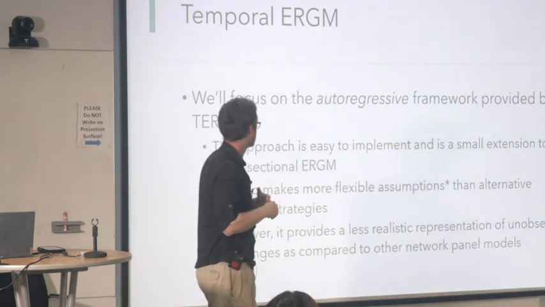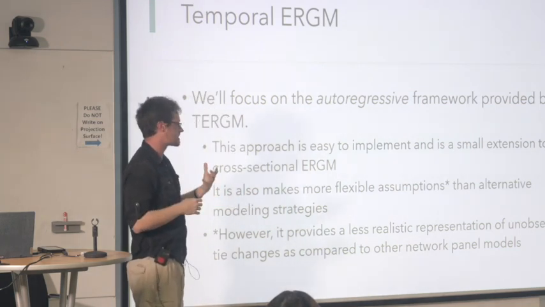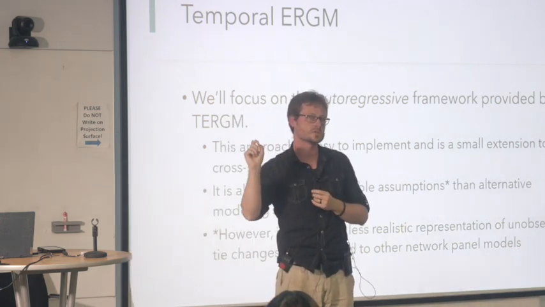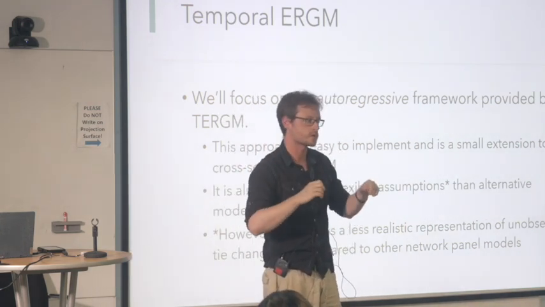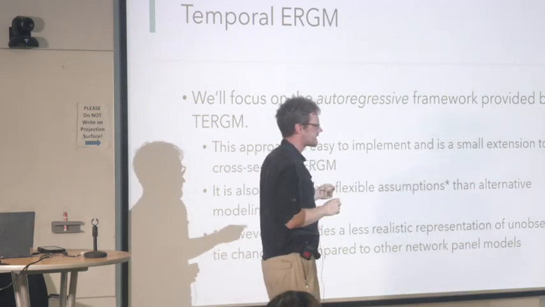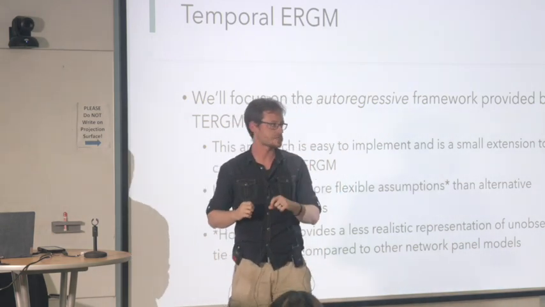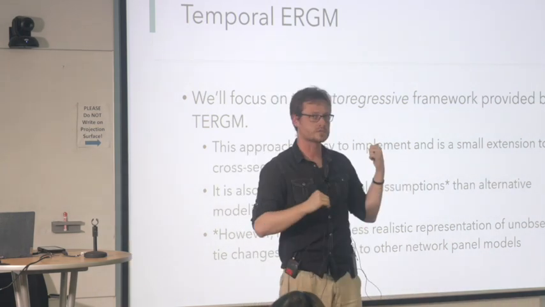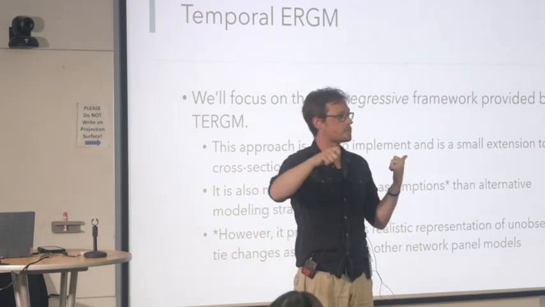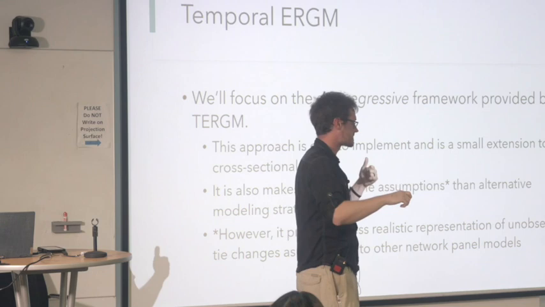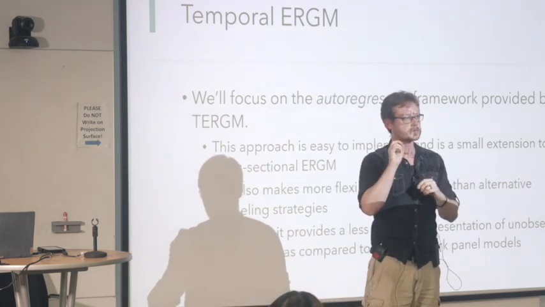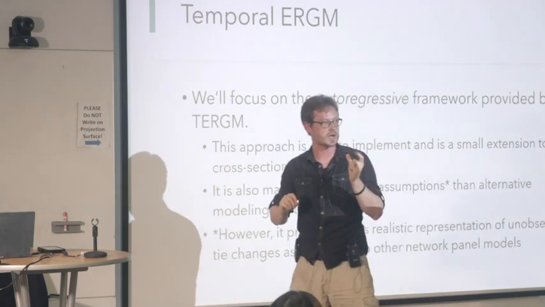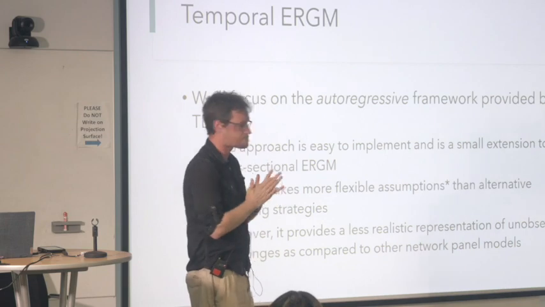One of the benefits of TERGM that we'll talk about is that the assumptions it makes tend to be relatively flexible, in that it's not making explicit assumptions on what drives network change, in contrast to Siena models. But the trade-off is that in many cases it provides a less realistic representation of the unobserved change process. It also enables us to model some social or health contexts that we could not model with alternative panel data models. However, it means we have to be very careful about what exactly we're trying to specify and whether it's reasonably captured, because TERGM does not adjust for some of the things its competitors do.